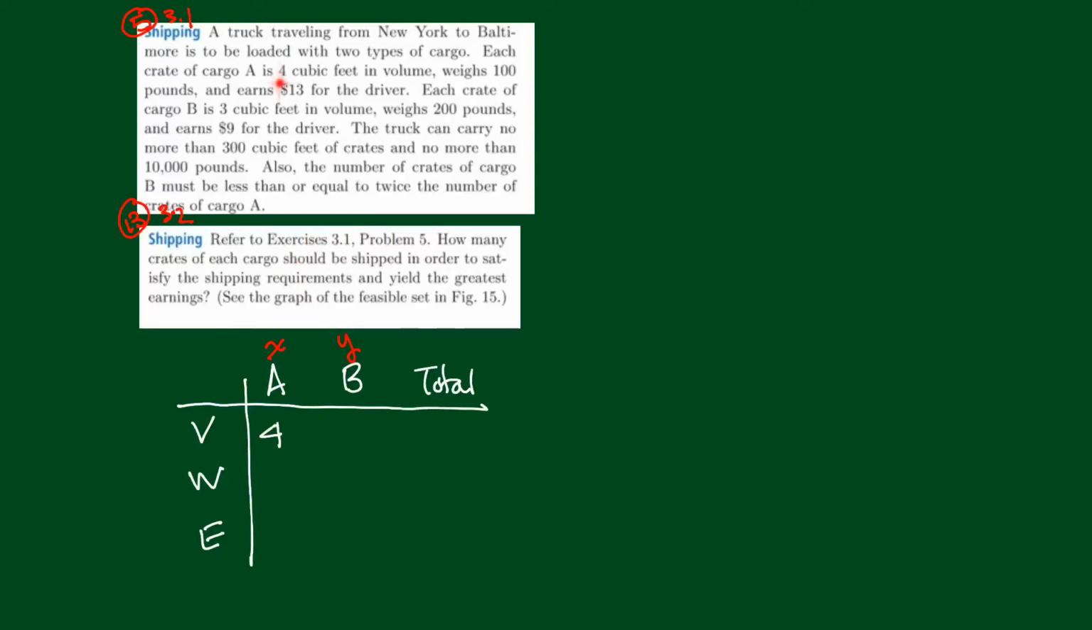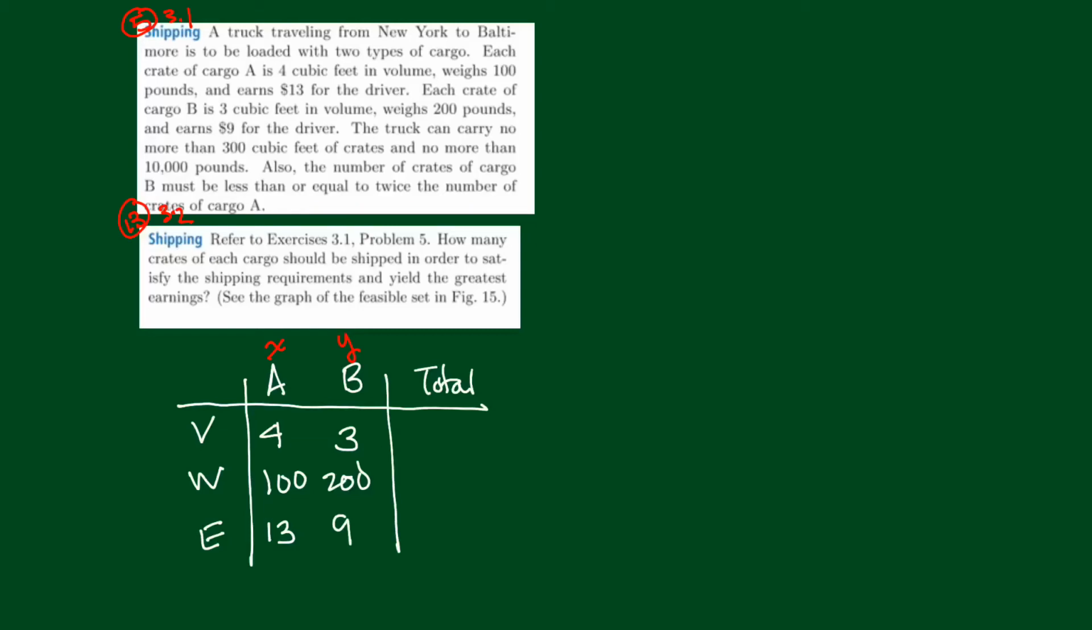And what else do we know? It weighs 100 pounds. So each crate weighs 100 pounds. And it earns $13 for the driver. So we have earnings of $13. Okay, now what about B? Let's go over to B. Each crate of B is 3 cubic feet in volume. So for B, the volume is going to be 3. It weighs 200 pounds, so we're going to have a 200 here. And how much does it earn the driver? $9. So the driver earns $9 for each one of those.